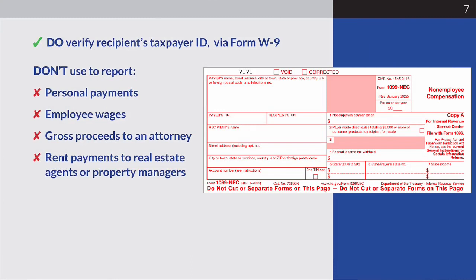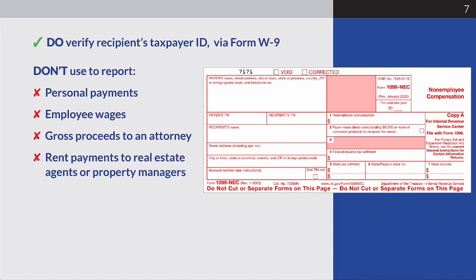Now that you are more familiar with the purpose and appearance of the 1099 NEC, let's go over some important do's and don'ts. Do verify that the recipient's taxpayer ID is correct. You'll need the Form W-9 from each recipient with the current taxpayer ID before you complete the 1099 NEC.